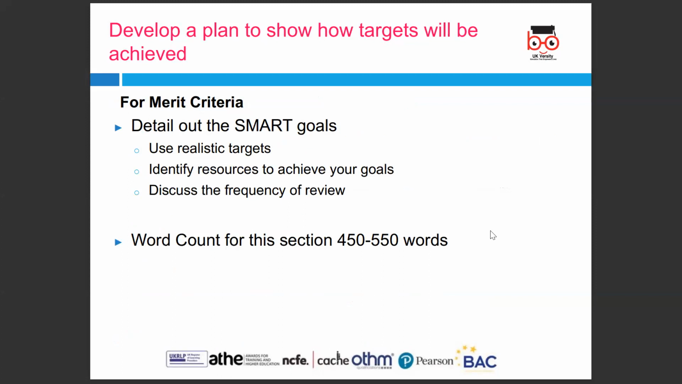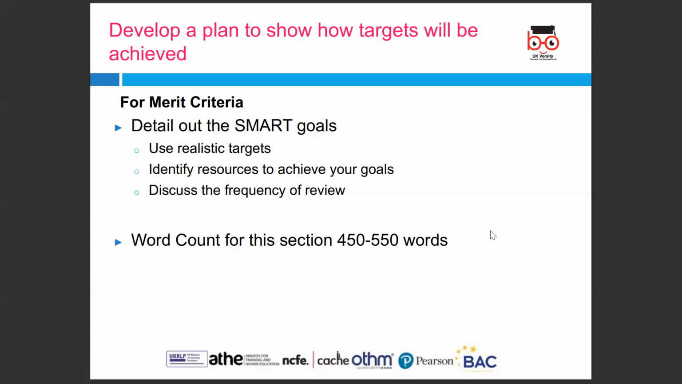You would identify resources to achieve your goals. So what kind of resources will you be using to identify what your goals are? You need to look at what kind of resources you will be using, and you will be discussing the frequency of the review. So you would be looking at the SMART acronym, which is specific, measurable, achievable, and time-bound. And you would look at that to plan your steps to meet long-term goals.